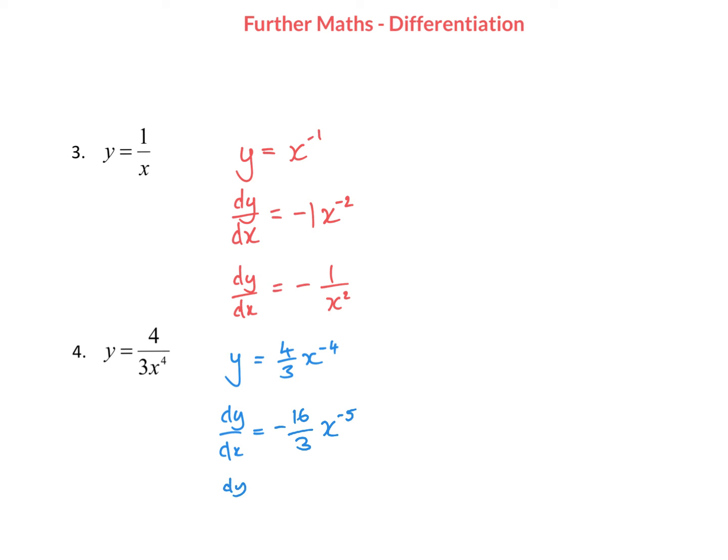And again, let's put that back in fraction form. Again, look, it's the x to the power of minus 5, so I can think of that as 1 over x to the 5. But when I have minus 16 over 3 and I want the over x to the 5, I can put that x to the 5 on the denominator of the fraction.